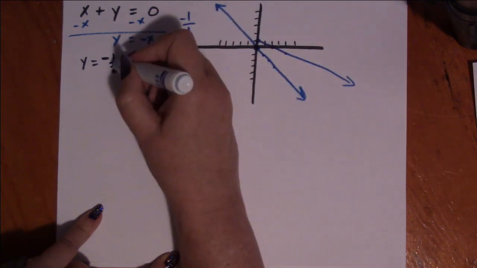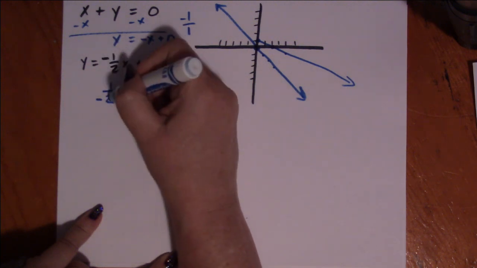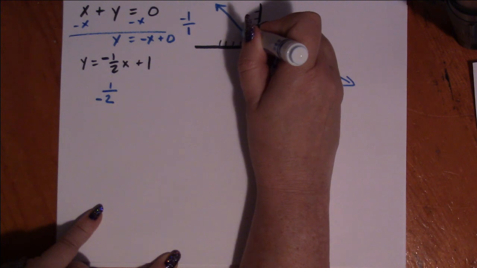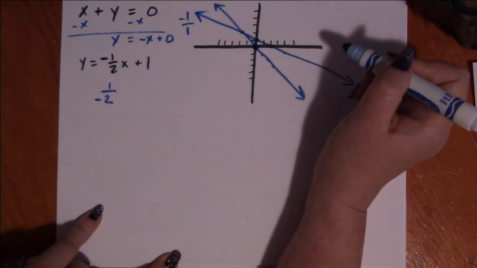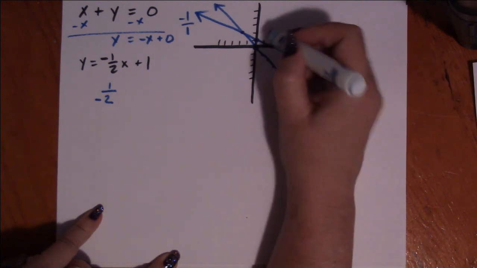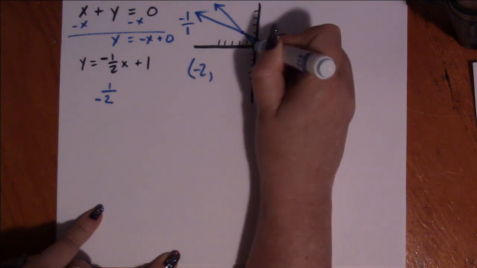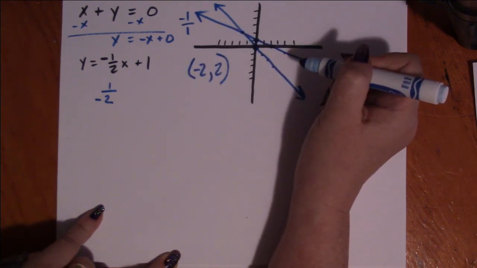So we're going to go this way, because that and that mean the same thing. We're going to go up 1 and over 2, and check that out. That is probably where our lines cross, because they're going to make it easy on us. And that is going to be negative 2 over and 2 up. That's going to be the point (-2, 2).